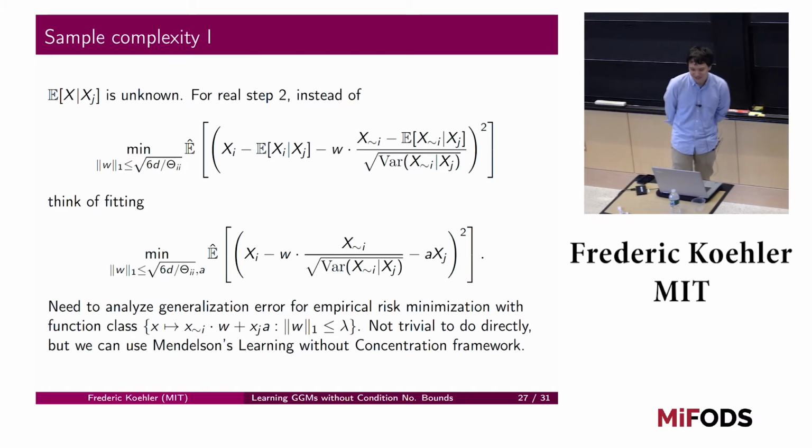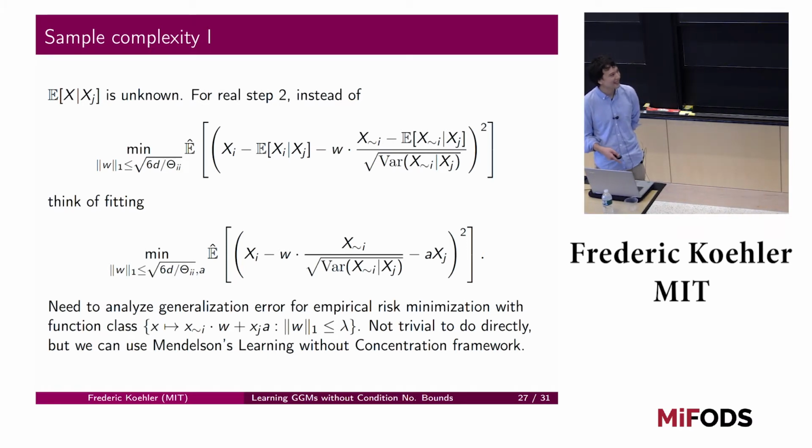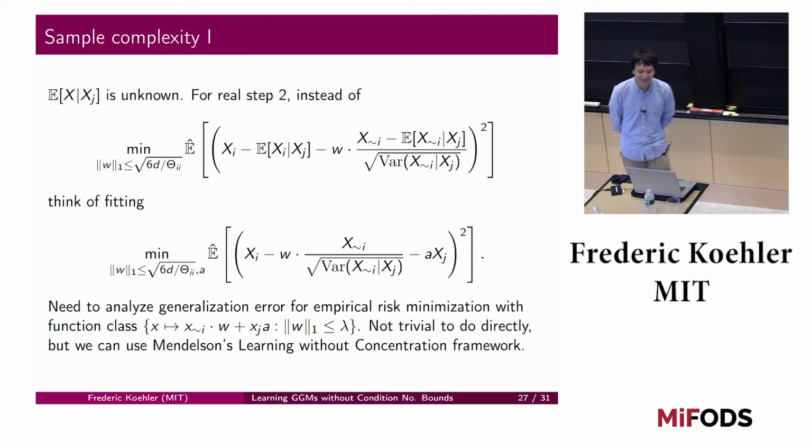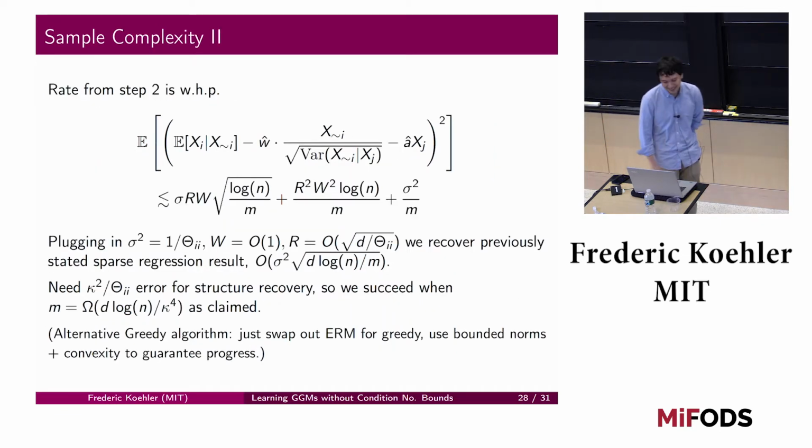There's a way to fix this: instead of having the conditional expectation, you add an additional coefficient on xj, and you fit that. Now you need to analyze fitting this model, which if you just want to do it from first principles is not that easy, but fortunately there are some really powerful frameworks people have. When you use that, you get a bound that looks like this, you plug in everything, and you get the stated result for sparse regression. From that, you get the corresponding result for structure recovery, so everything works out. To analyze greedy, you go back, and instead of using the ERM, it's pretty straightforward to analyze greedy given an L1 constraint, and that gives you the slightly worse dependence on D and kappa, but it all works out.